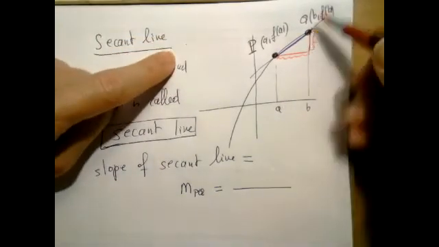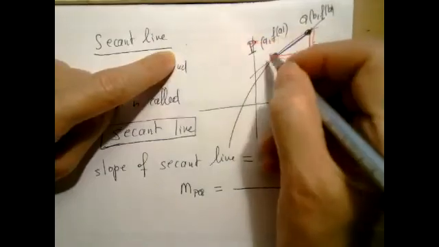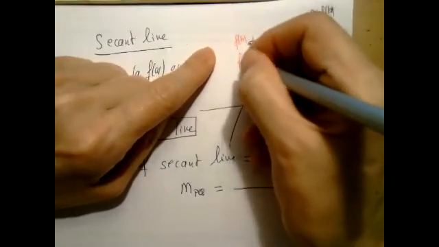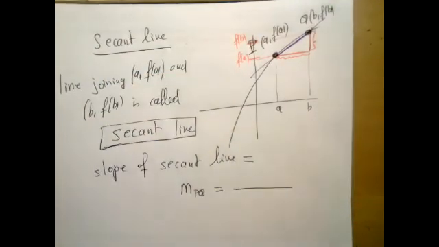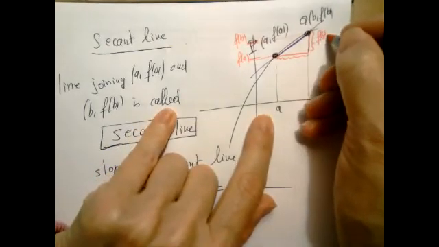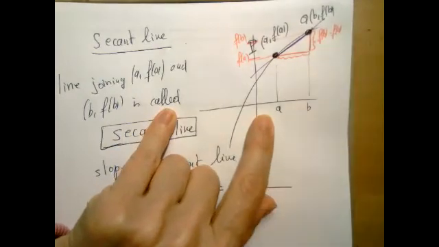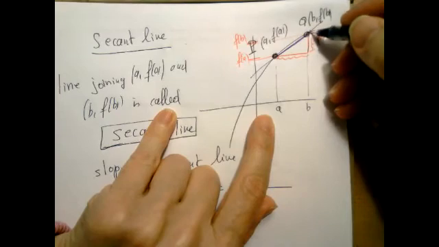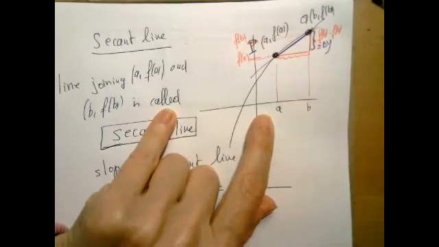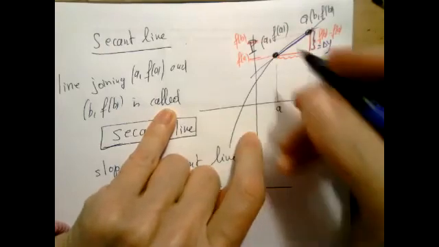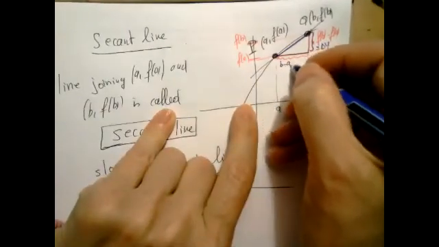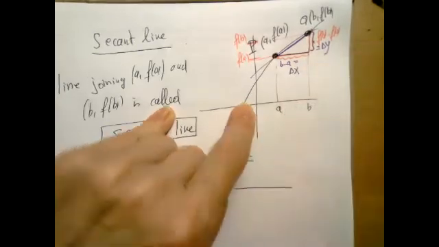The rise in this case is, if this is f of b and this is f of a, this is f of b, and this is f of a. So the rise is from here to here. So the rise is f of b minus f of a, or the change in output. And the run is from here to here. That's b minus a, or as we've seen, is the change in x.